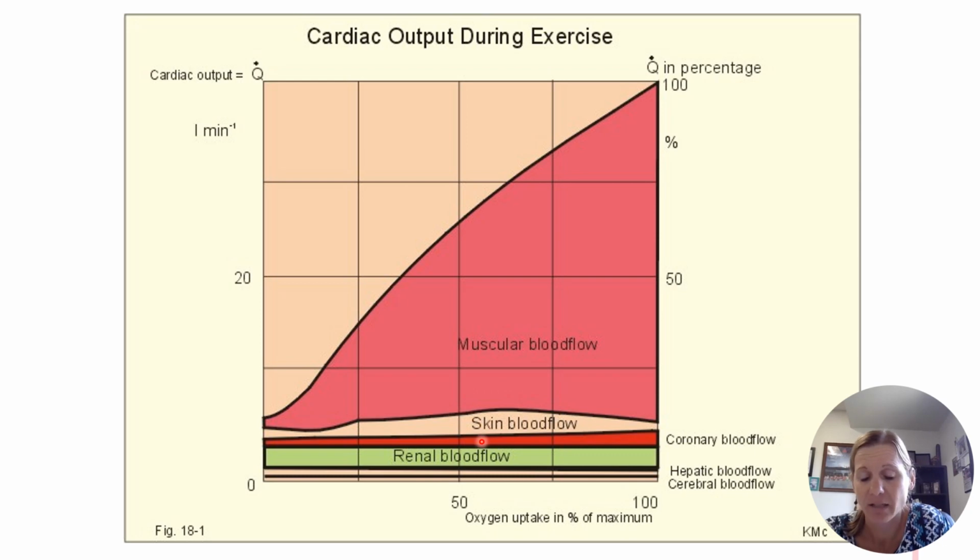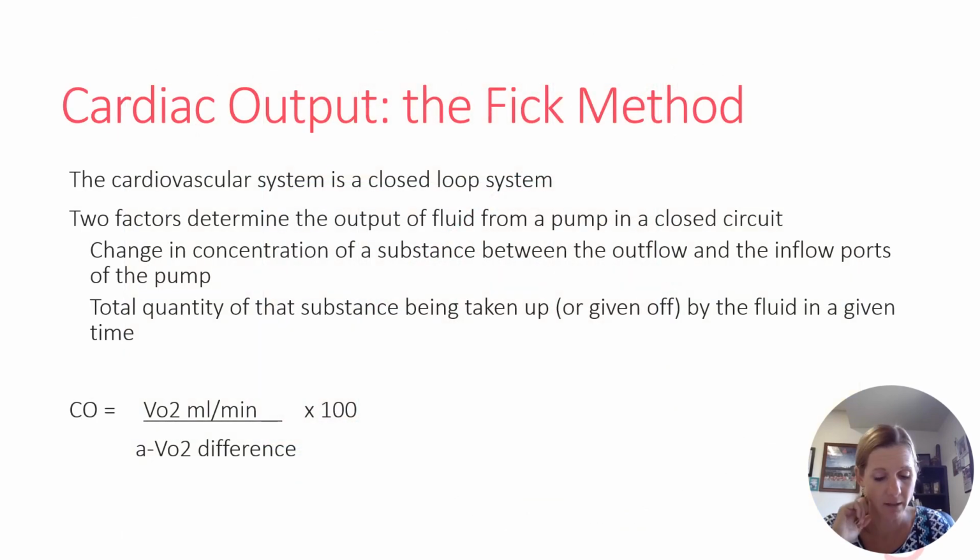Notice that the skin might be impacted, especially if we're under a severe environmental stressor as well. And then we'll even see a little bit of an increase in the coronary blood flow as well, which is blood flow to the heart muscle itself. Okay, so when we think about cardiac output, we can understand this through something called the Fick method.